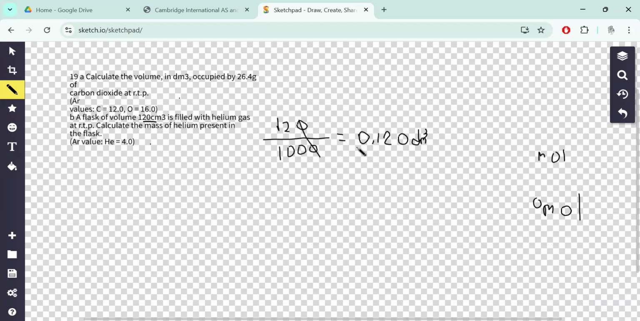Okay, so now that we have the volume of helium, and we know that the volume of gas at room temperature would be 24, so it's universal, now we can actually find the moles of helium.